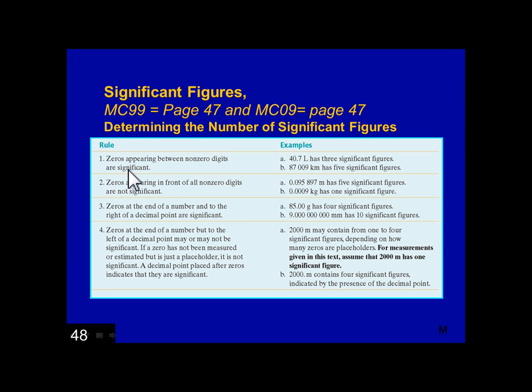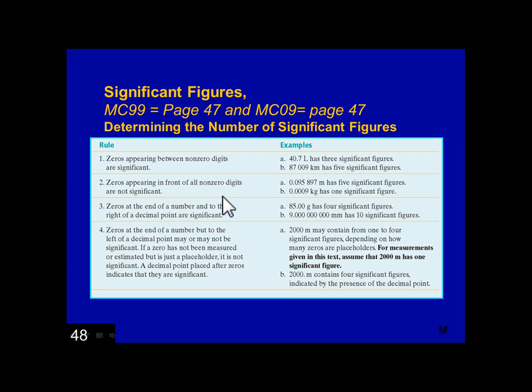Rule number 1, zeros appearing between non-zero digits are significant. So, if you have a number like 40.7, it has 3 significant figures. This is called a captive zero. It's a zero between 2 non-zero digits, and it's considered significant. Likewise, in this measurement here, 87,009 kilometers, these 2 zeros are significant, so this measurement has 5 significant figures.